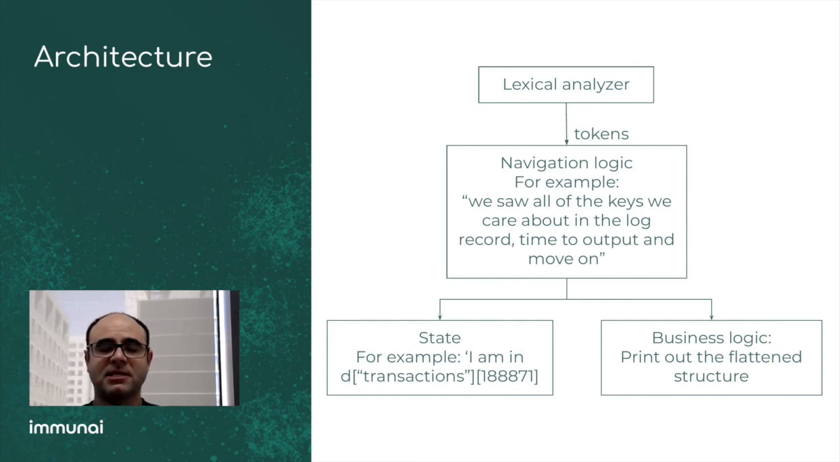So that lexical analyzer was spitting out navigation tokens. For example, we are in a new dictionary, or we are now considering the key part of the dictionary, and now we are past the value marker, which in JSON is a colon. And now we are going to the next key value pair, which is a comma. And that information was being stored in a state object. And it was used to operate business logic, which was, in our case, just printing out the flattened data that we were obtaining.